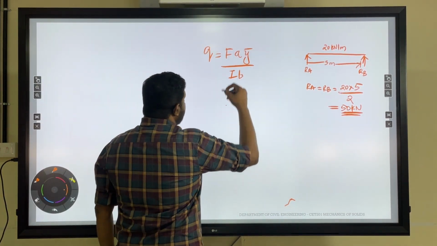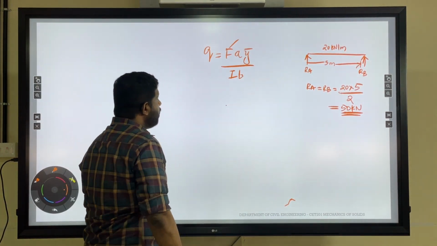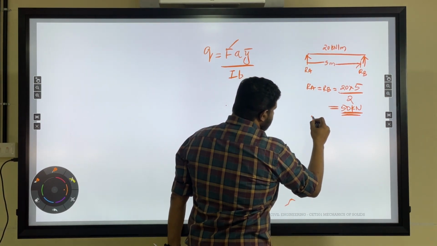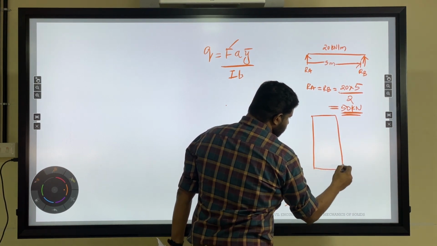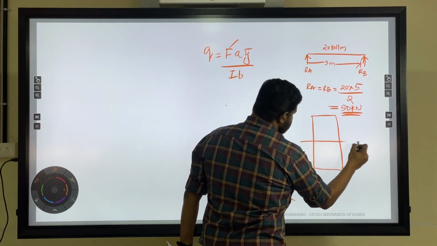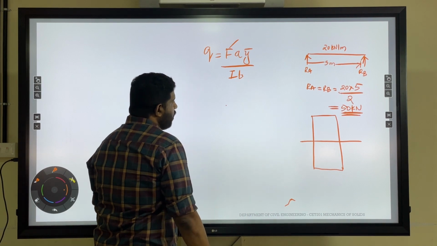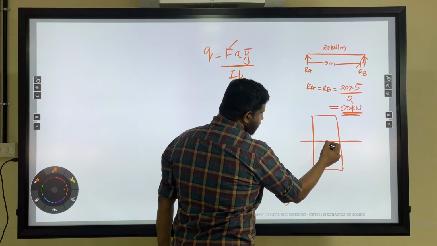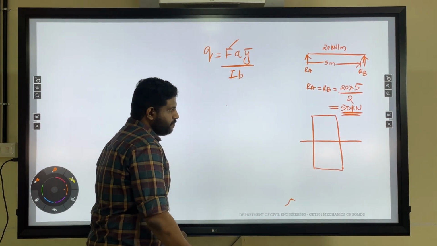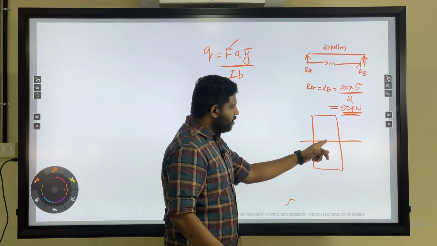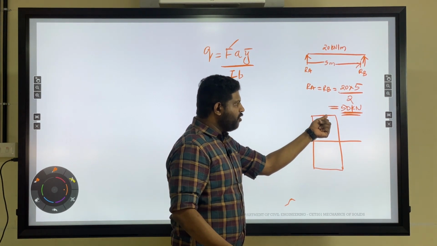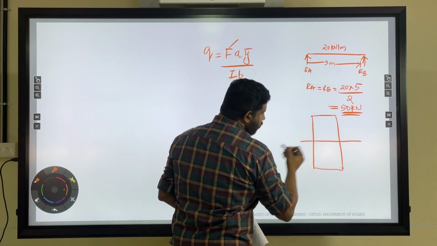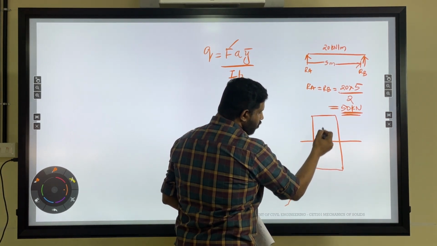Now we have the value for F. Then you have to calculate A, Y bar, I and B. For that, consider the cross section. We want to calculate the shear stress about the neutral axis, since for a rectangular section, shear stress value will always be maximum at the neutral axis, and it will be 0 at top and bottom. So we will be considering the value at the neutral axis. So you have to consider the area above the neutral axis.